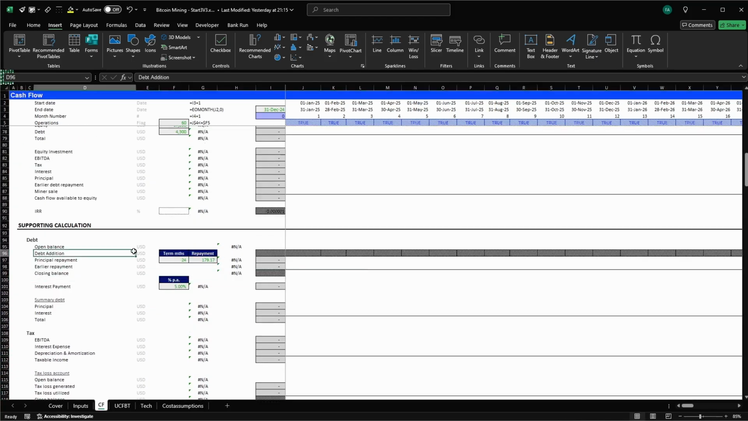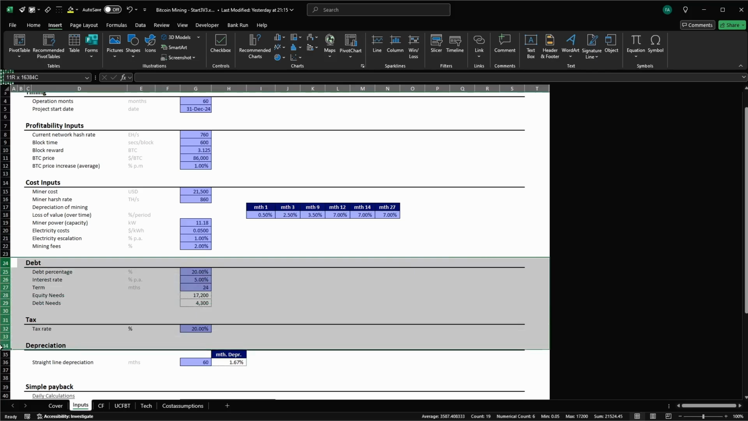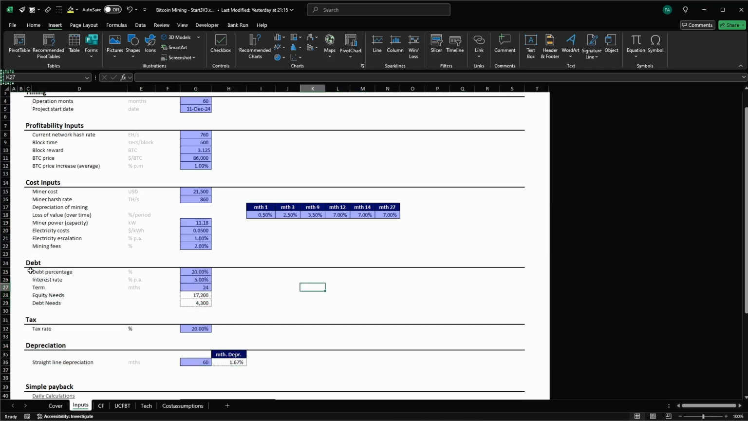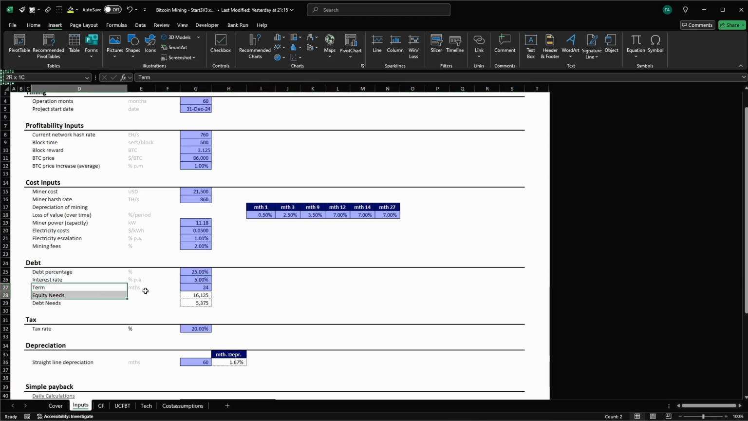Okay, and to do that, I also had to come up with some new structure in the inputs sheet, which is basically over here. Okay, so to start with, we're gonna assume we're gonna have that percentage. Let me change here to 25%. Okay, the interest rate at 5% per annum. We're going to be able to repay our debt in 25 months.